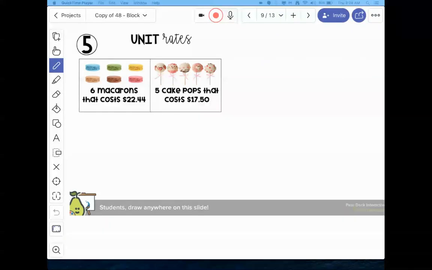For number 5, here's our next one. It says there's 6 macaroons that cost $22.44 or 5 cake pops that cost $17.50. Go ahead and find what's the better deal. I personally never had a macaron, so a cake pop sounds pretty good. I hope those are the best deal. We'll have to figure it out here. Go ahead, take your time, pause it. I'll show you your next one.